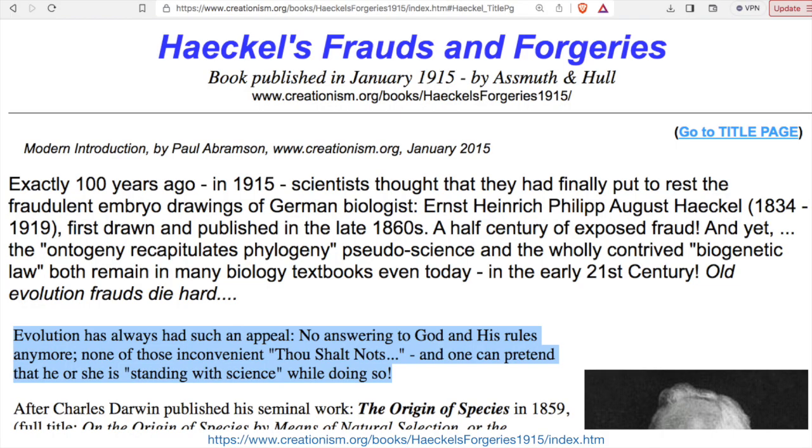Going back to that article, Haeckel's Frauds and Forgeries, it says, evolution has always had such an appeal. No answering to God and his rules anymore. None of those inconvenient thou shalt nots. And one can pretend he or she is standing with science while doing so. So this is a spiritual battle. It is not an intellectual battle. And we saw that with Nebraska Man.